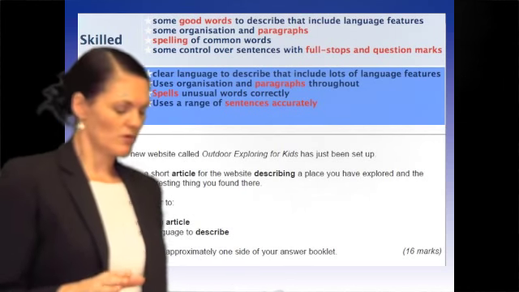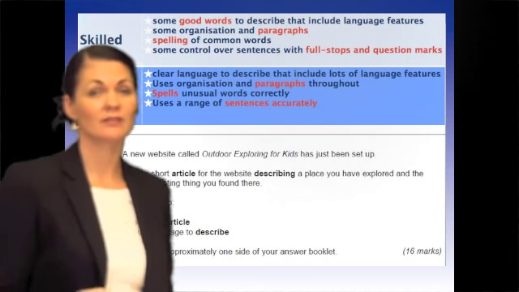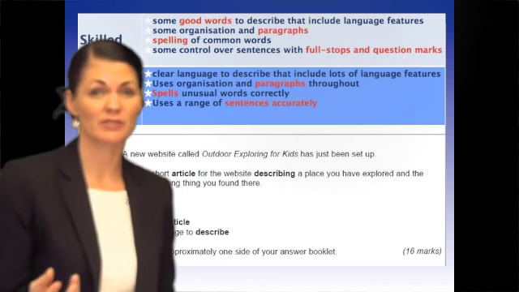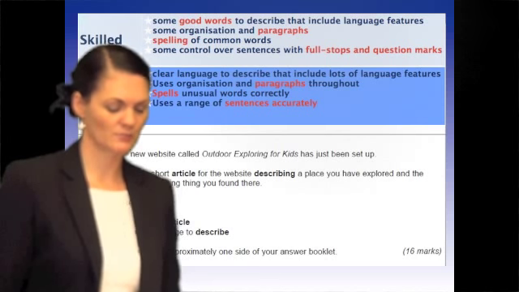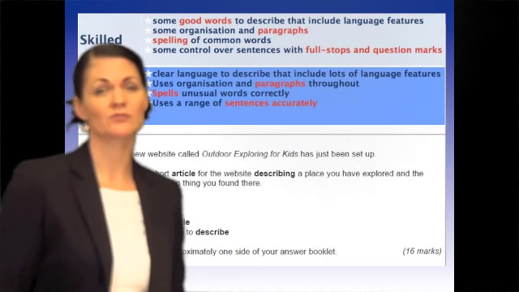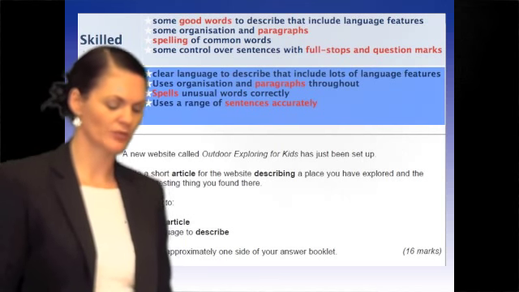And there's videos on paragraphing too. Spells unusual words correctly, and this is where that golden vocabulary thing is really useful. Five unusual words you can learn to spell, and uses a range of sentences accurately. Again, that golden sentence is all there, really there to help you.